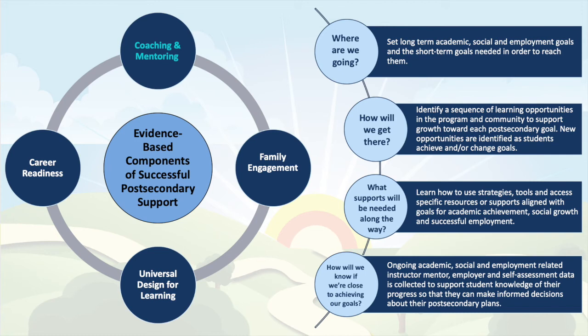New opportunities should be identified as students achieve or change those goals over time. Once they know where their roads will go and what they'll be paved with, we've got to arm students with all of the tools, tricks, and strategies they need to independently pave that path forward themselves. This means that students need to learn how to use practical and relevant strategies as well as tools, and they also need to gain access to specific resources and supports aligned with their short-term and long-term goals for academic achievement, social growth, and successful employment.